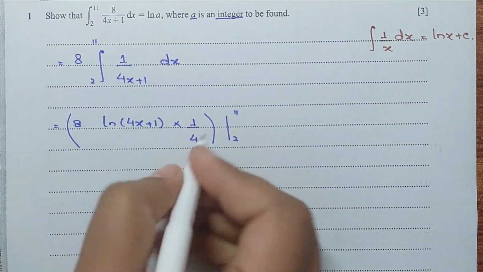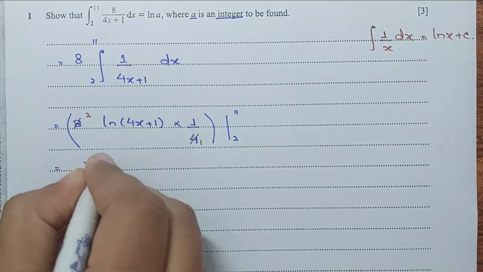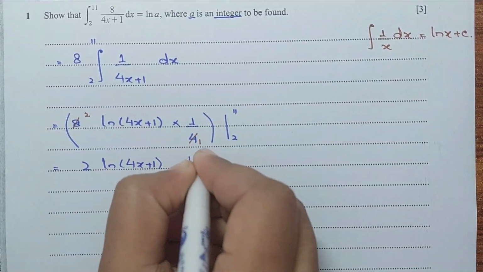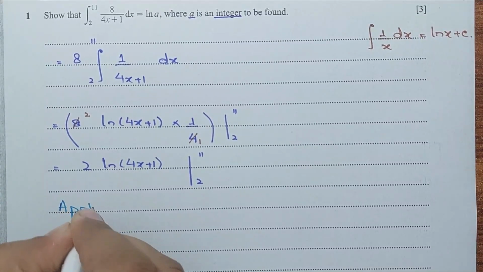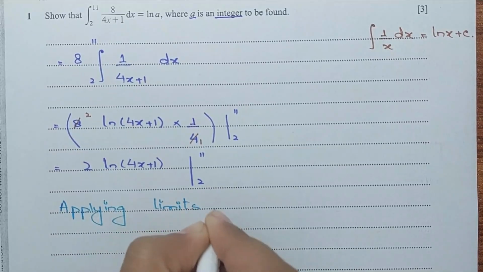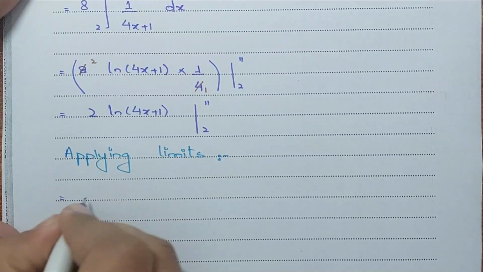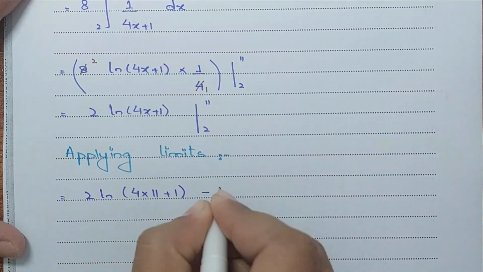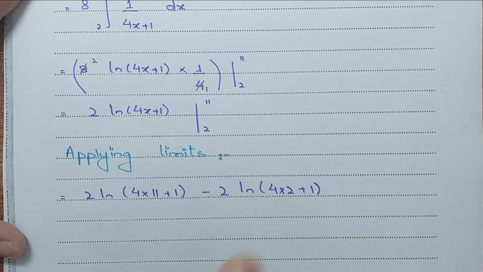Alright, now for this simplification, 8 times 1 over 4 is 2. So the simplified form is 2 natural log of 4x plus 1, and we need to substitute the limits from 2 to 11. In the next step we have to apply limits. When we apply the limits, the upper limit is 11 and the lower is 2. So 2 natural log of 4 times 11 plus 1, minus 2 natural log of 4 times 2 plus 1. Upper limit, subtract the lower limit.